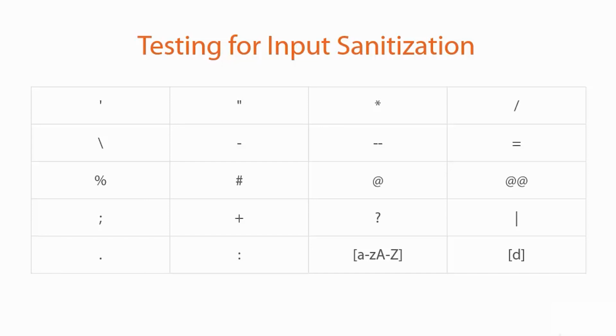Now sometimes you'll see that I've got double characters, so the @@ syntax for example. The web application may legitimately need to accept the @ symbol. Email addresses are a great example of that. But does it need to legitimately accept the @@ syntax?